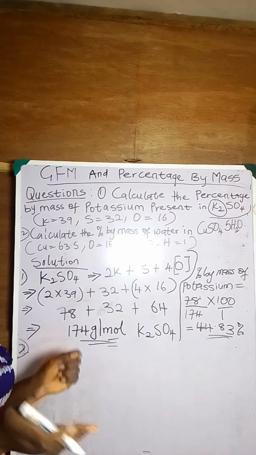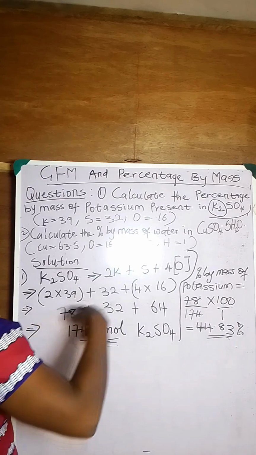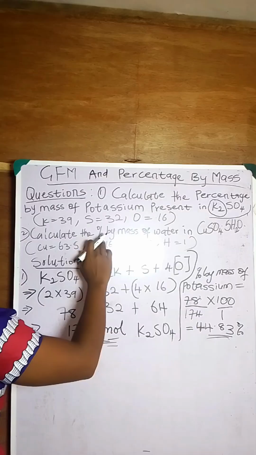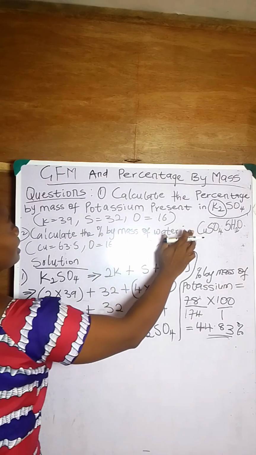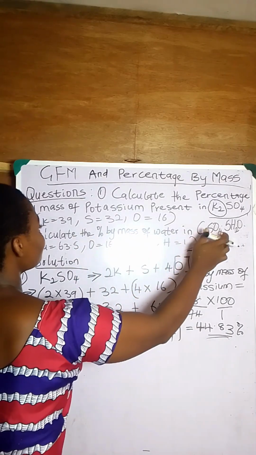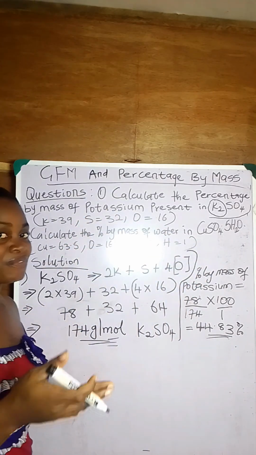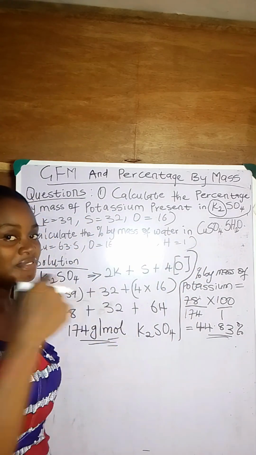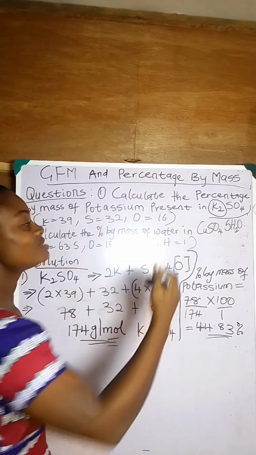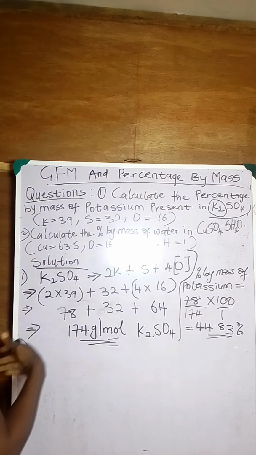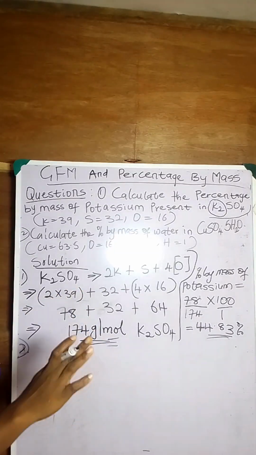Question number 2 is a bit tricky because this has to do with a hydrate, a compound that has molecules of water. Calculate the percentage by mass of water in copper(II) tetraoxosulfate pentahydrate. I said this before and I will keep saying it: go to my previous video so that you know how to name compounds like this. Now let's go ahead and calculate the percentage by mass of water.